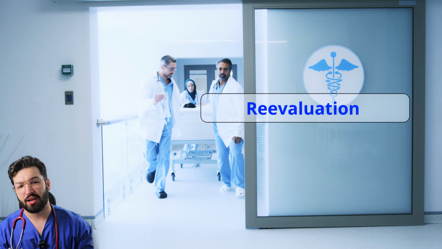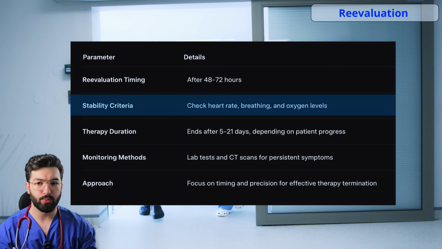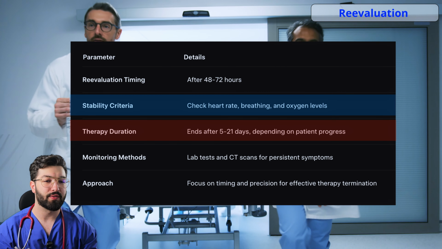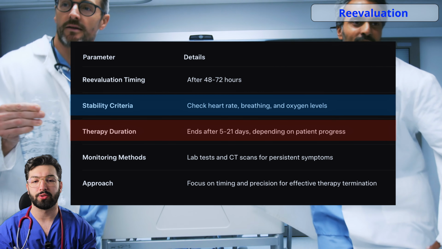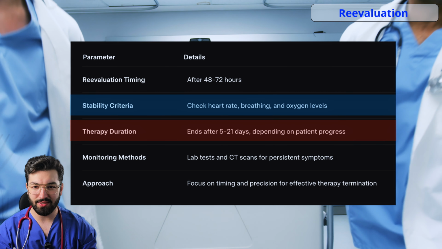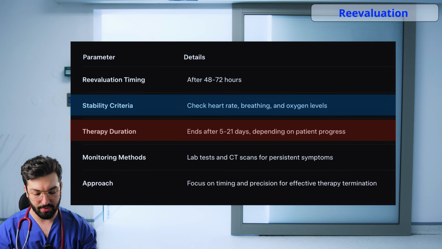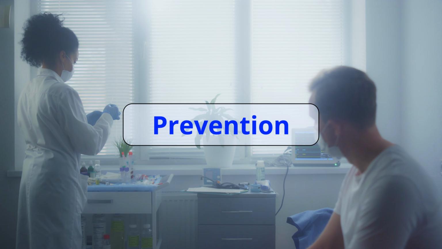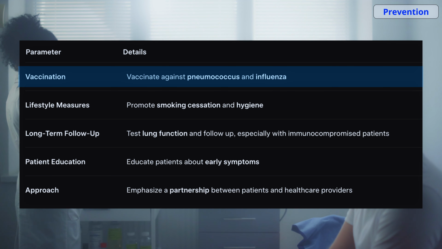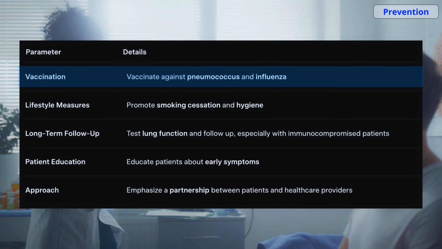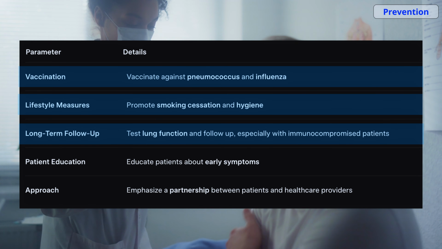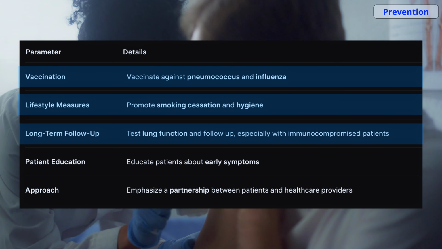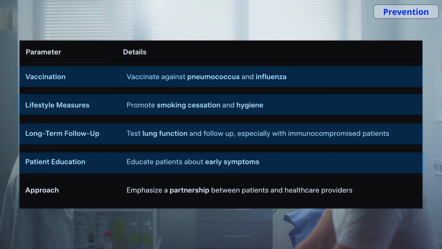Reevaluation is also critical. Check for stability criteria like heart rate, breathing, oxygen after 48 to 72 hours. Therapy ends after 5 to 21 days, depending on the progress. Monitoring with lab tests, CT for persistent symptoms, and it's all about timing and precision. Also, prevention is the most important here. It saves lives. Vaccinate against pneumococcus and influenza, promote smoking cessation and hygiene, long-term test lung function and follow-up, especially with immunocompromised patients. Educating patients about early symptoms is the key.